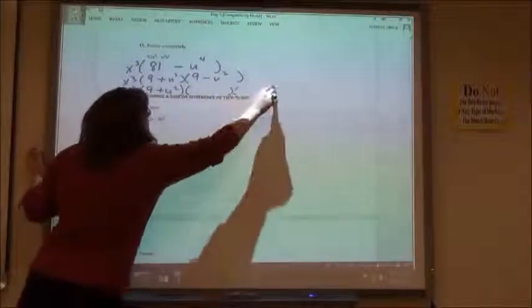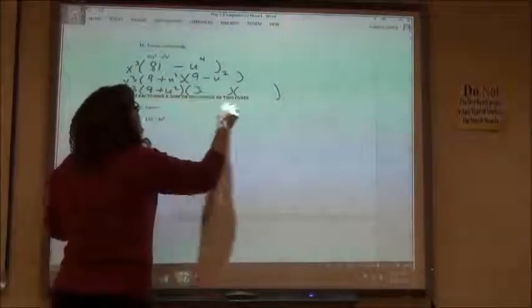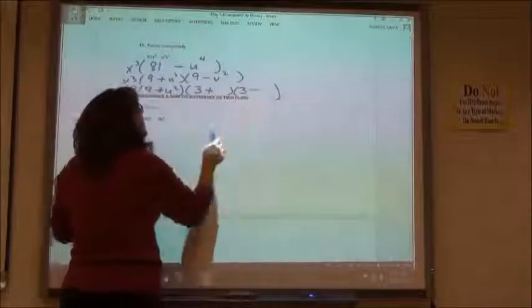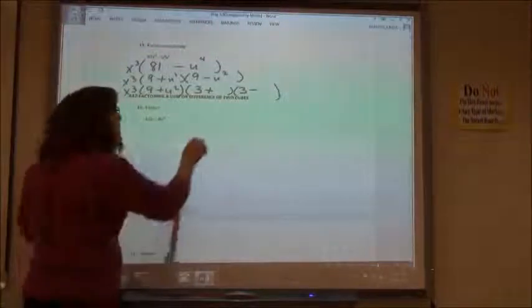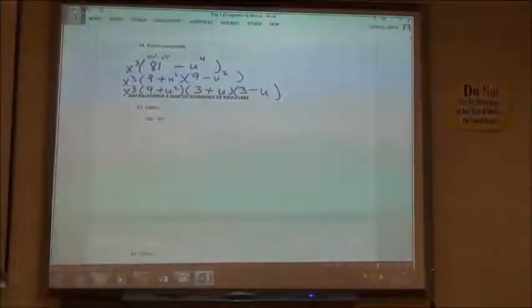And so, factors of 9: 3 and 3, my signs, positive and a negative, and factors of u squared, u and u. So we get x to the third times 9 plus u squared times 3 plus u times 3 minus u, and all of that goes in for your answer.